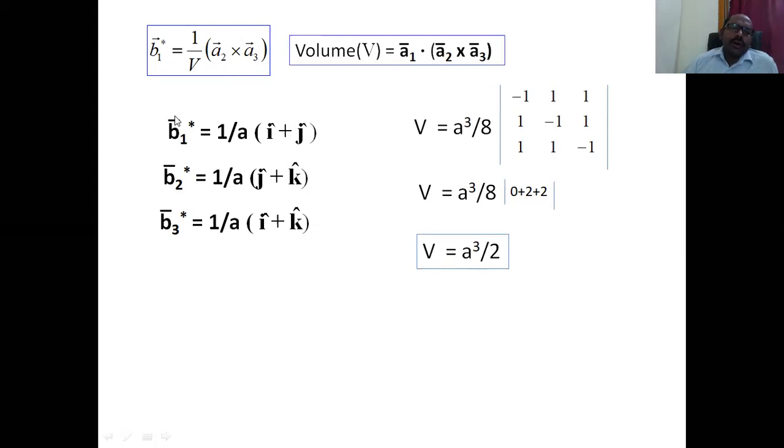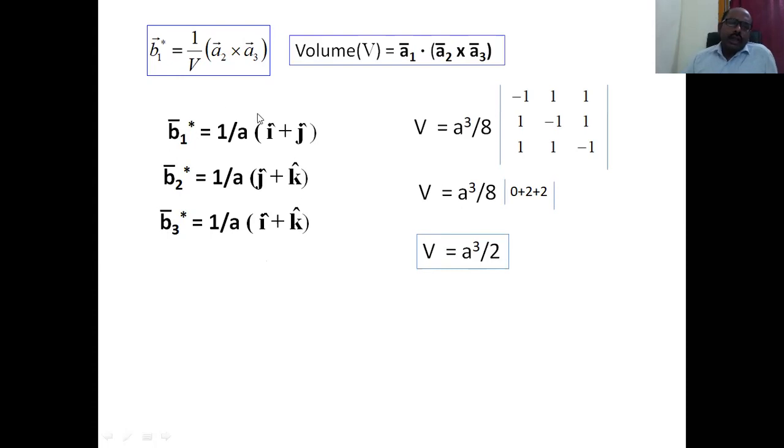So b1 star in the reciprocal lattice is equal to 1 by a times i cap plus j cap. Similarly, b2 star is equal to 1 by a times j cap plus k cap, and b3 star is equal to 1 by a times i cap plus k cap. So these are the basis vectors in the reciprocal lattice of a direct BCC lattice.